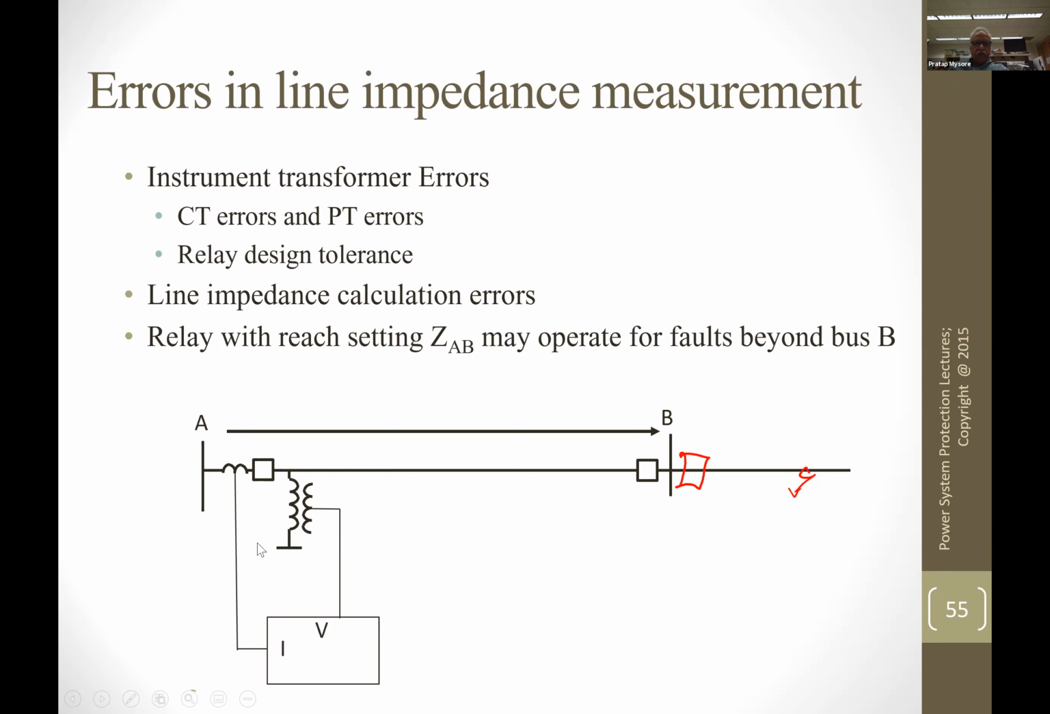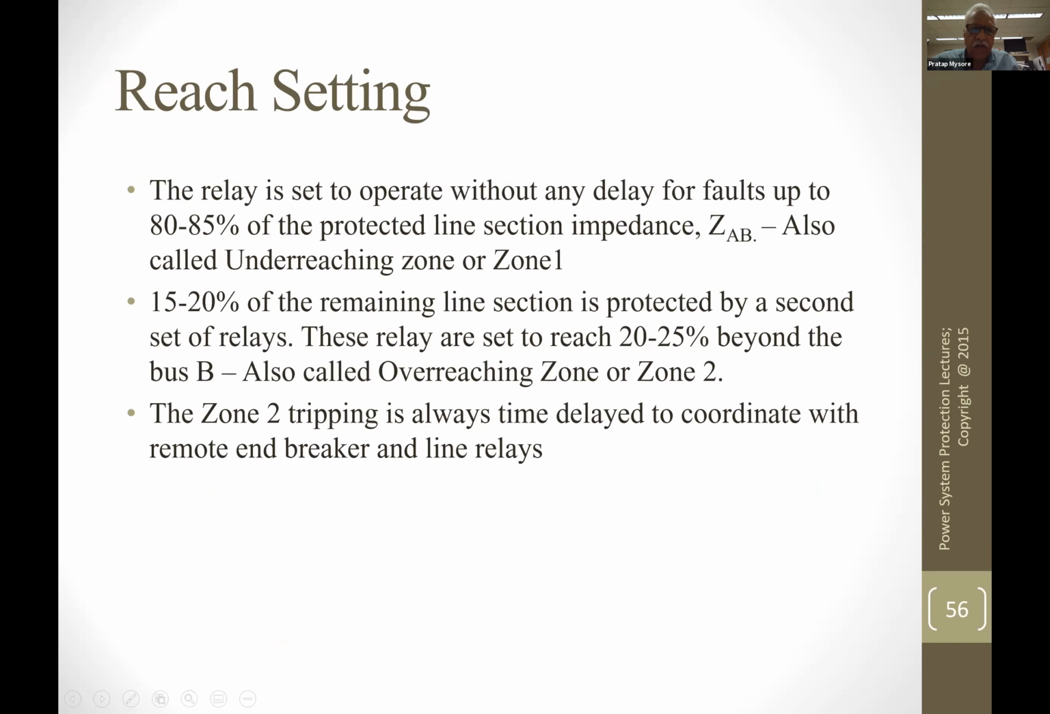If you add all these things, if I set the relay to 100% of the line, this might operate for a fault just outside also, right? Somewhere here, if within 10% of the adjacent line the fault occurs, then I might lose this section too, right? So it is important for us not to set this relay to 100% of the line we are trying to protect. That's why we reduce this reach to about 80 to 85% of the protected line section, from substation A to substation B.